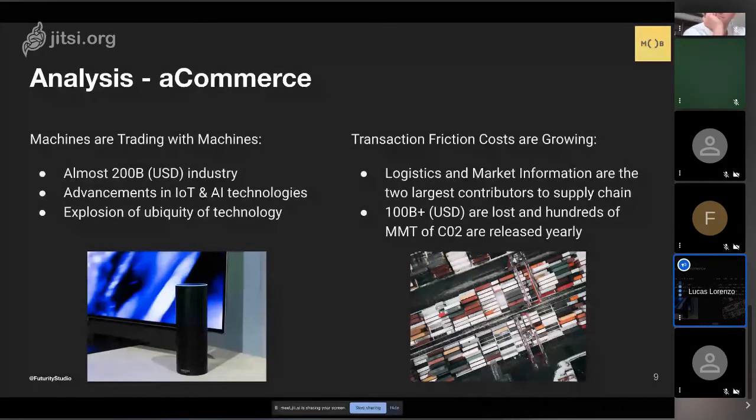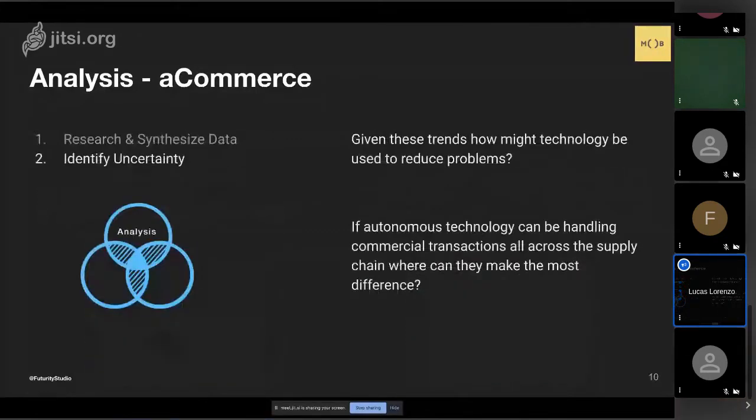Also, if you look at the data in supply chains, there's a lot showing what we call transaction frictions, which are a lot of gaps, right? Gaps either in how we're looking at logistics or gaps in the market. And what these gaps do is they fundamentally cost billions of dollars.